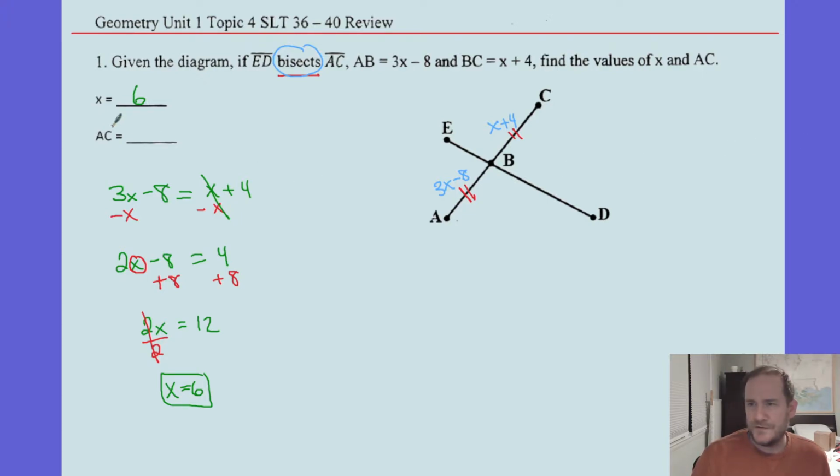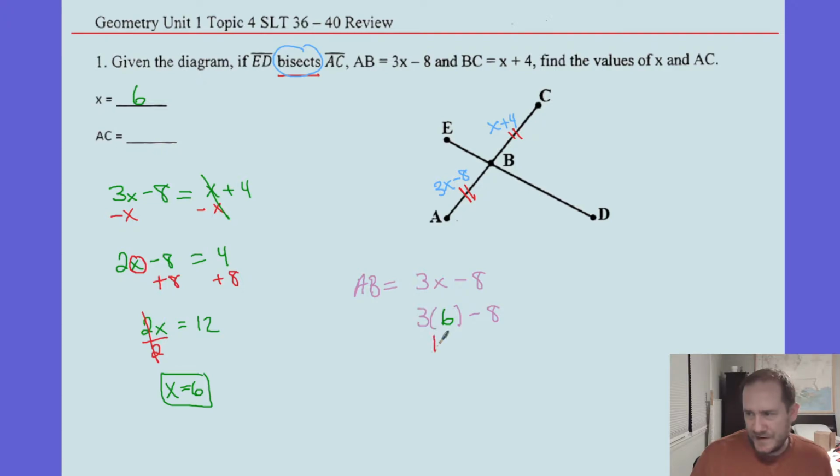Now, they also want to know the length of AC. Well, AC is this whole segment. So we know that that whole segment would be the 3x minus 8 plus the x plus 4. So we can just find those two pieces and add them together. We know that the measure of segment AB is given by the expression 3x minus 8. But we now know what x is. So we can plug in for x the 6 that we just solved for. So instead of x, we get a 6. And then we just do this math.